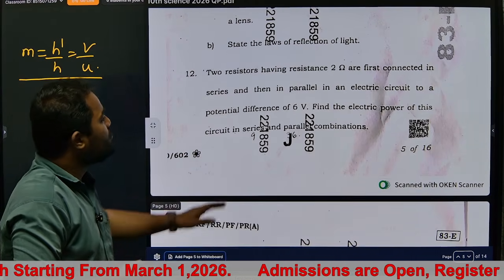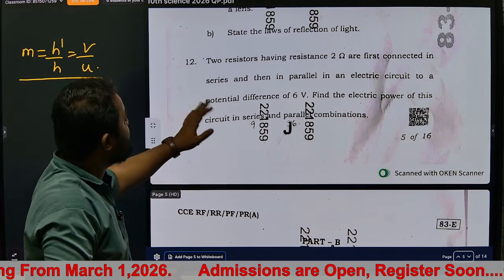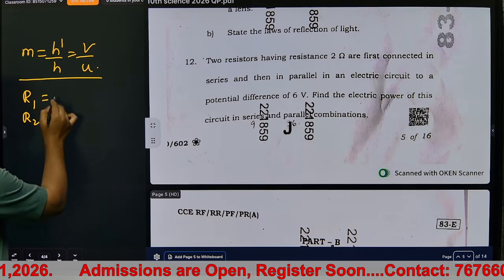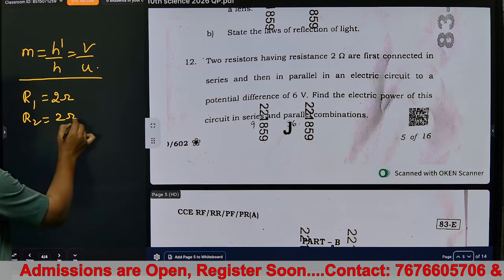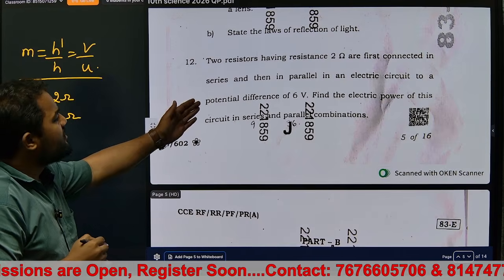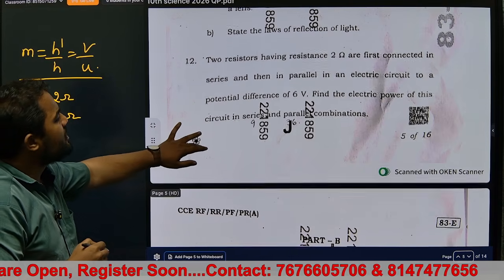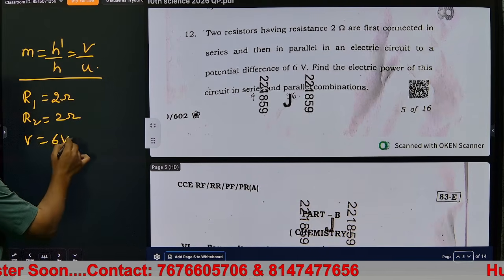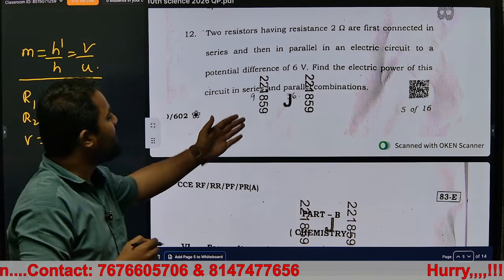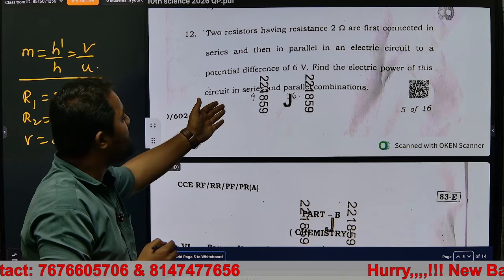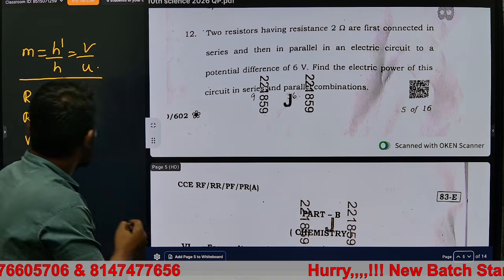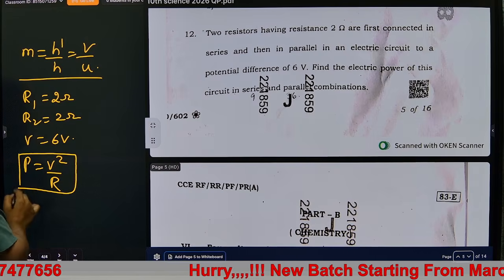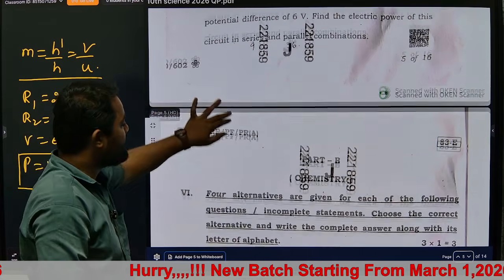Two resistors having 2 ohm are first connected in series. See, there are two resistors R1 and R2, both having the 2 ohm value. First connected in series and then in parallel in an electric circuit to a potential difference of 6 volt. See, V is equal to 6 volt. They are asking to find the electric power of this circuit in the series as well as in the parallel combination. You use the formula P = V²/R, you will get the answer. Okay, I hope you have got the answer. You did it right.